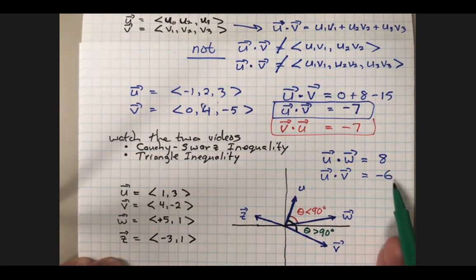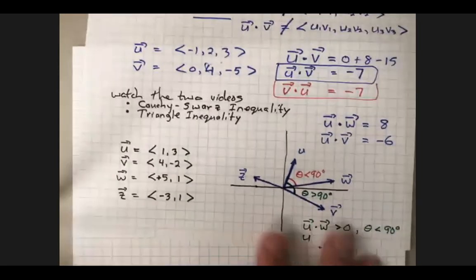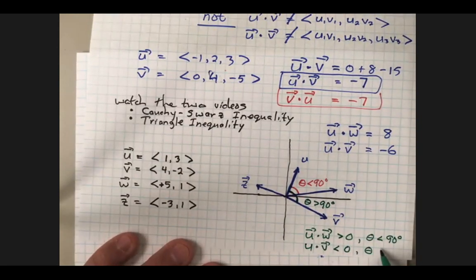Now, I'm not going to look at the size of the numbers yet, but now I can tell you a universal truth. When u dot w is a positive number, that means the angle between those two vectors is less than 90 degrees. When u, excuse me, I slide this up. When u dot v is less than 0, negative 6, that means the angle between them is greater than 90 degrees.